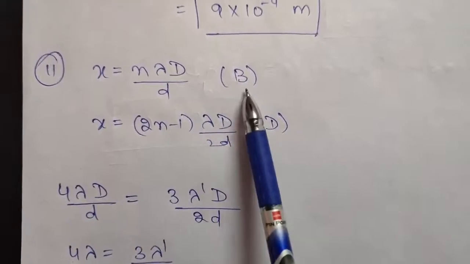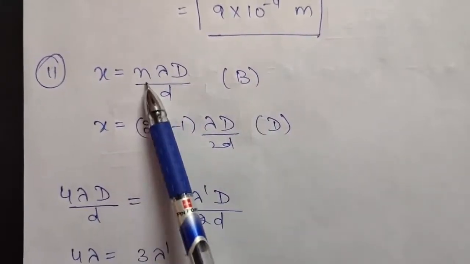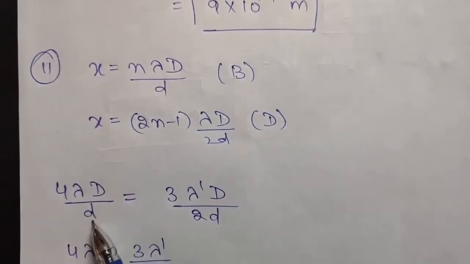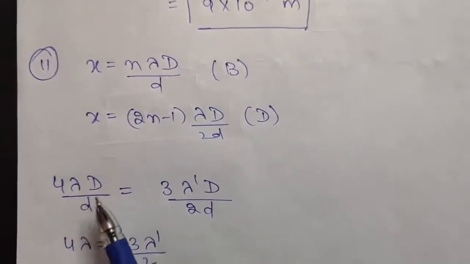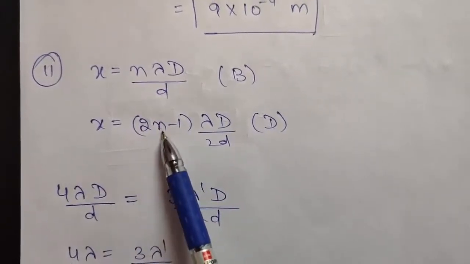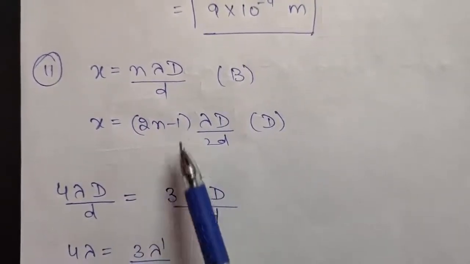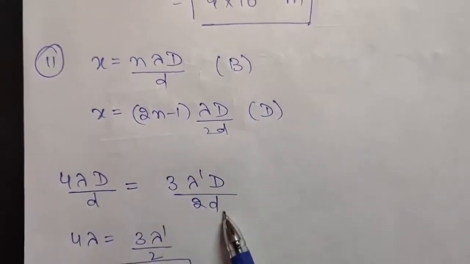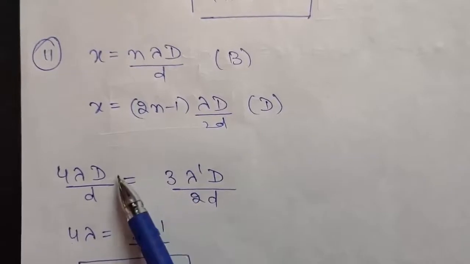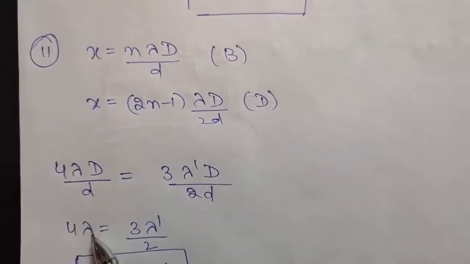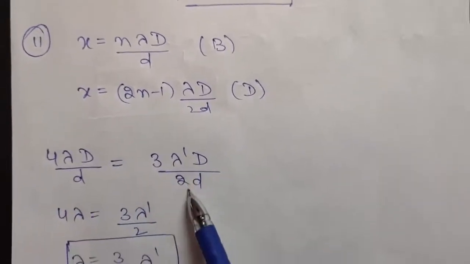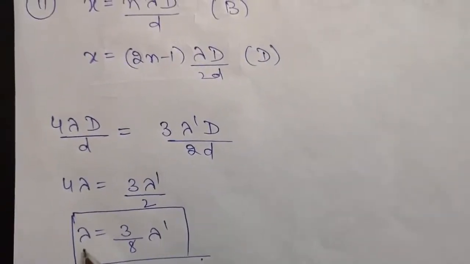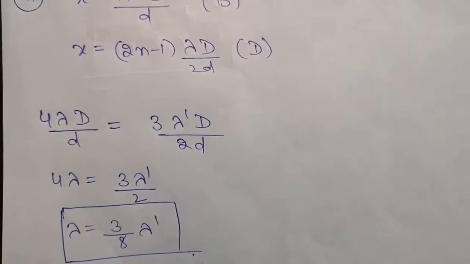Now if the fourth bright fringe is there, that means n should be 4 and lambda we are taking to be lambda, so that will become 4 lambda D by d, and it is coinciding with the second dark fringe. Second means n will be 2, so 4 minus 1, that will again become 3, that is lambda dash D by 2d. So this D by d will cancel out. You will be left with 4 lambda equals 3 lambda dash by 2, or lambda will come to be 3 by 8 lambda dash. So this is the relation between lambda and lambda dash.